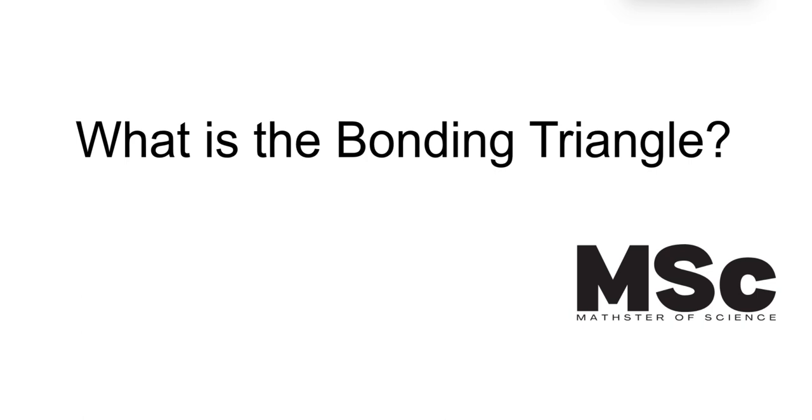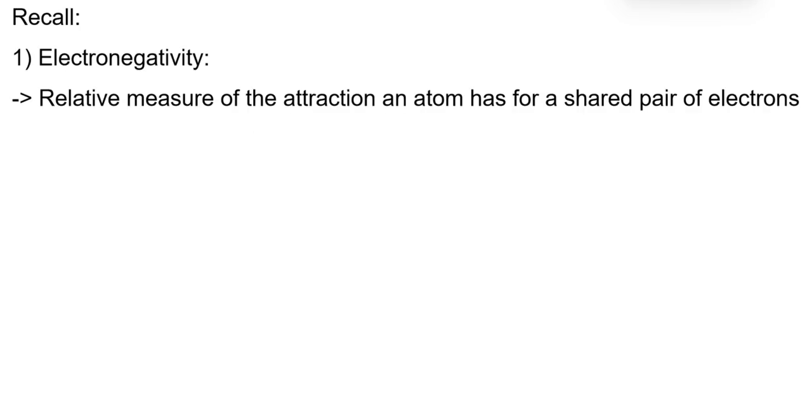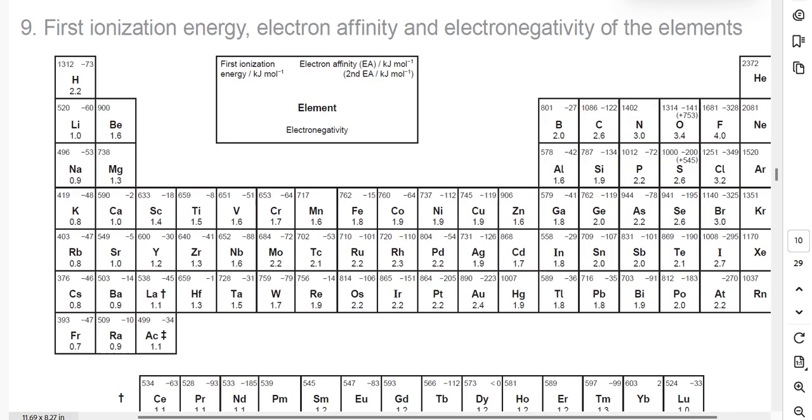In this video we're going to be looking at the bonding triangle. To fully understand the bonding triangle we need to quickly recall electronegativity. This is the relative measure of the attraction an atom has for its shared pair of electrons, right? So when it bonds and it's sharing a pair of electrons, how much of a pull does it have on those shared electrons? And this is always going to be in a table somewhere for you.